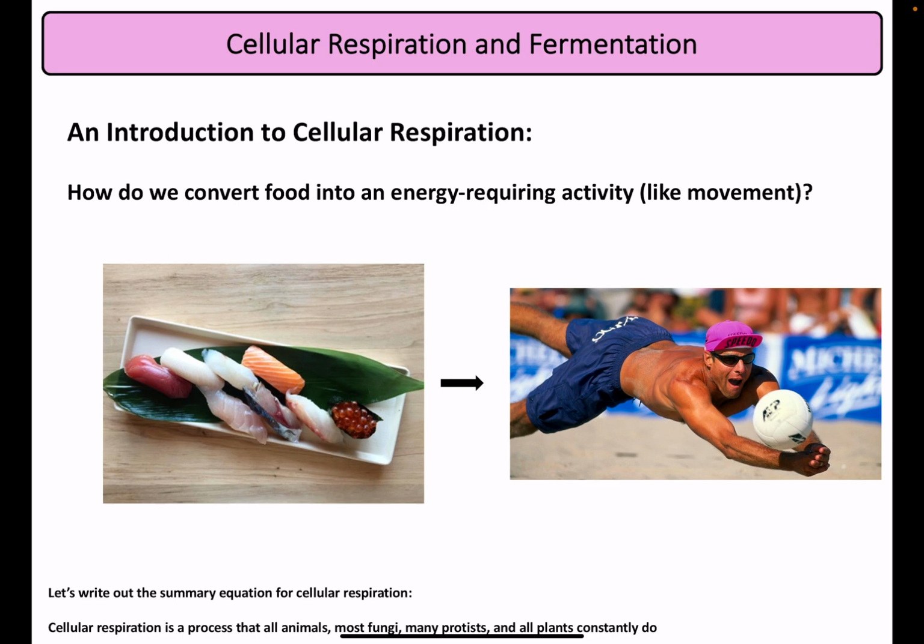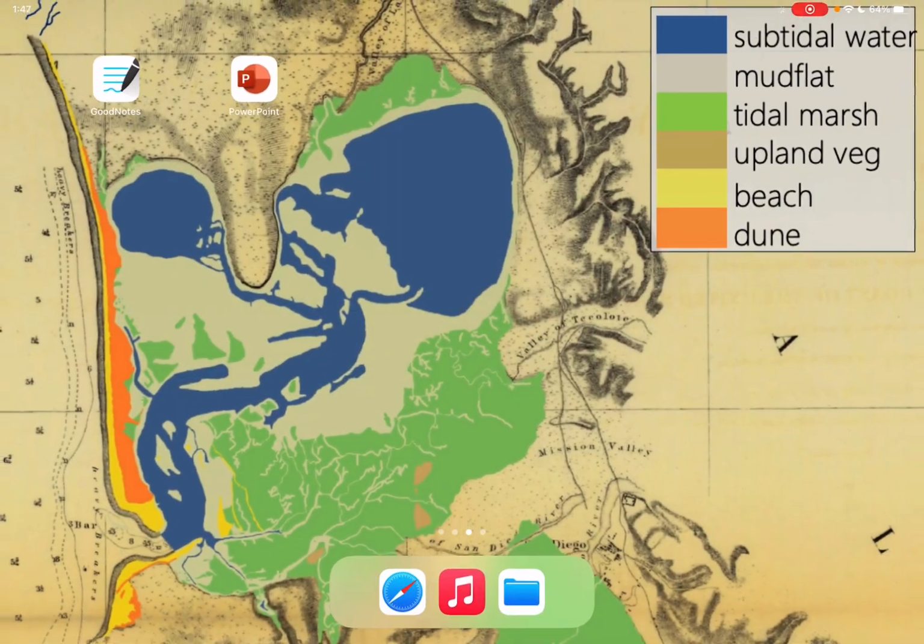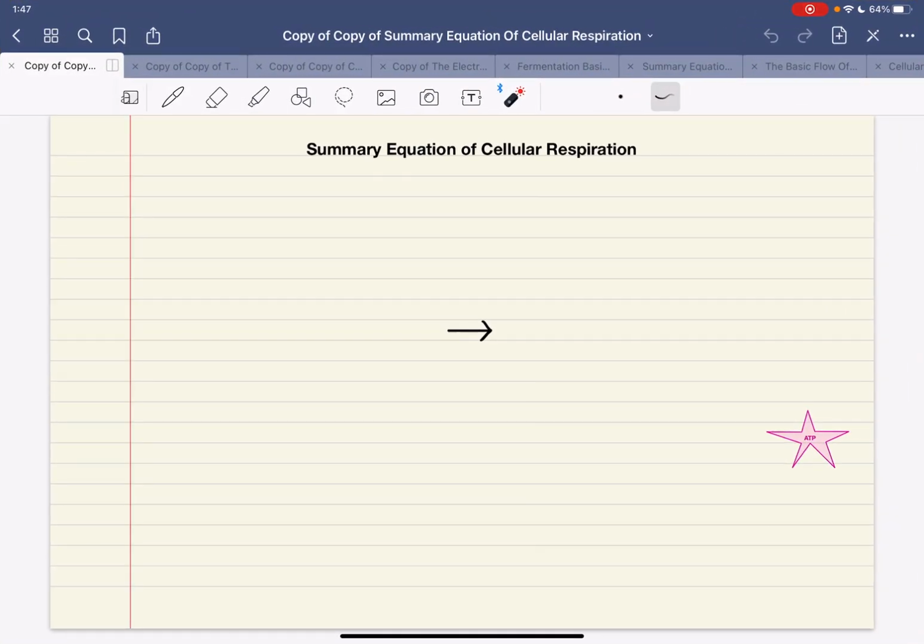Now, the first thing we're going to do is write out the summary equation for this entire process. So even though it's not a one-step chemical reaction, we can summarize it as such. We can say we go in with X and we come out with Y. So what do we go in with? What do we start with? What are the reactants?